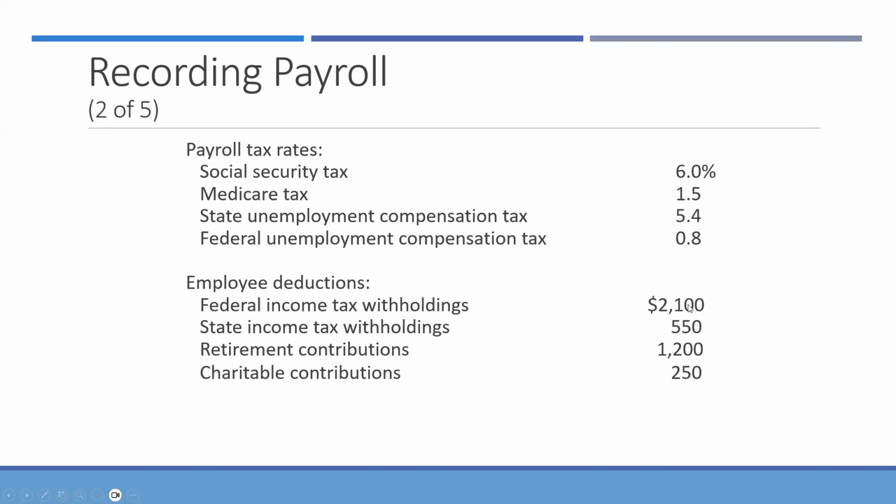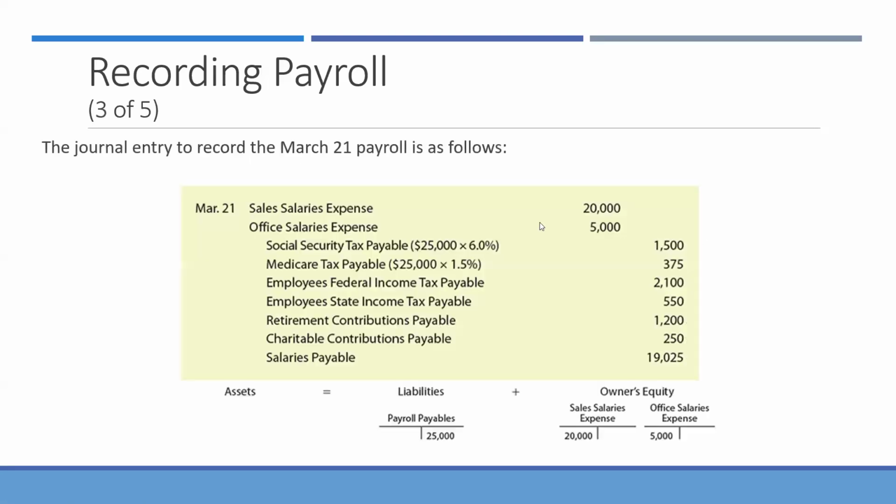And then these are the other deductions. So 2,100 in federal tax, $550 in state tax, and then retirement of 1,200, and charity contributions of 250. And so it creates quite the journal entry to record all these amounts.